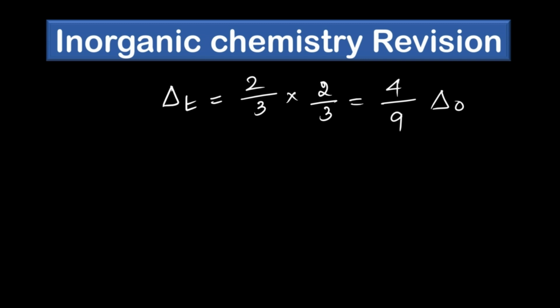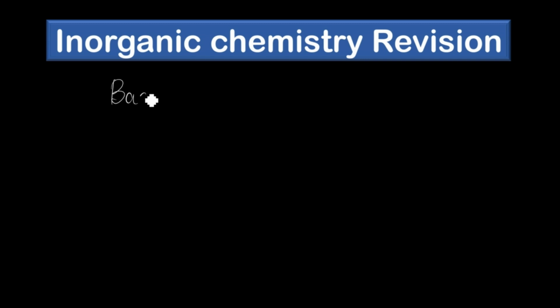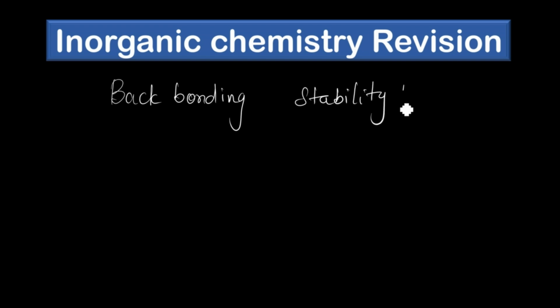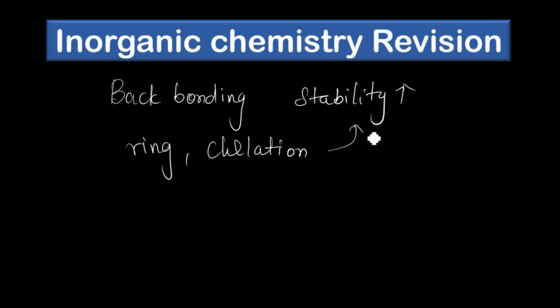Other than this, as I told you, if there is back bonding, stability increases, and if rings are there or chelation is there, that will also lead to an increase in stability. Chelation means ethylenediamine, EDTA. Those will form a ring kind of structure, so that will also increase the stability. Carbonyl compounds will also have more stability.